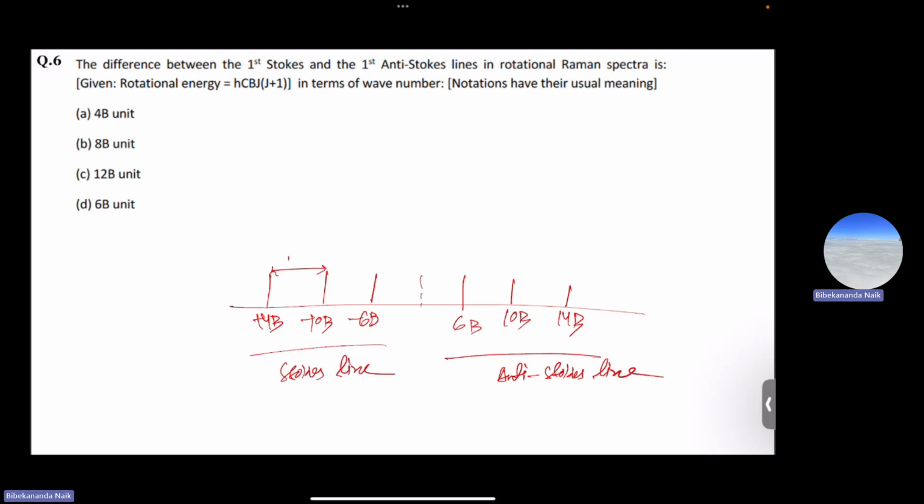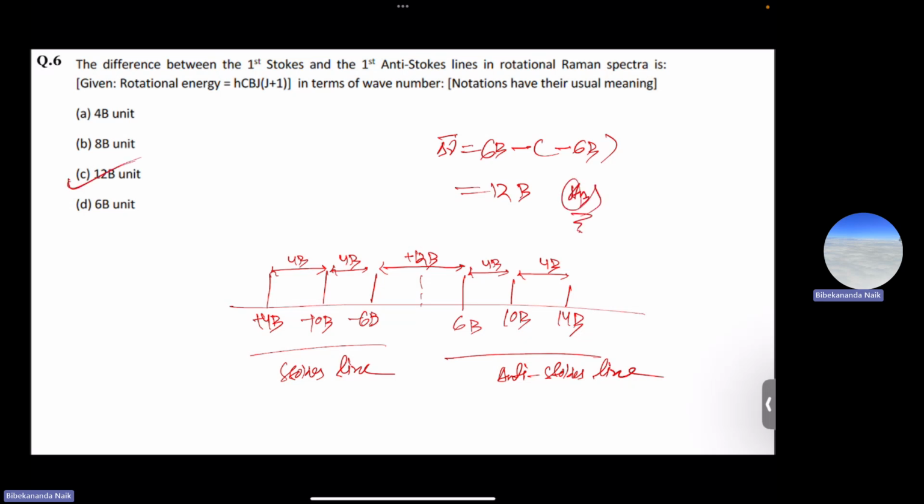Stokes line. So the difference is 4b. But if you talk about the difference between fast Stokes line and fast anti-Stokes line, one is at 6b, another is at minus 6b. So the difference will be 12b. So delta nu bar will be 6b minus of minus 6b, that is 12b. So the correct answer will be option C, 12b units.